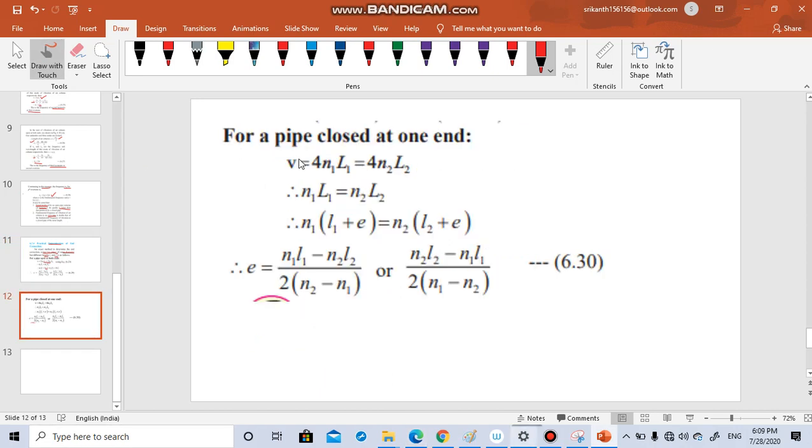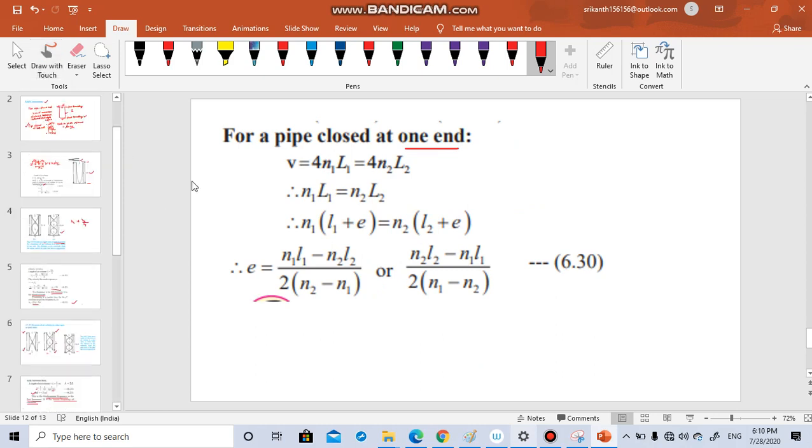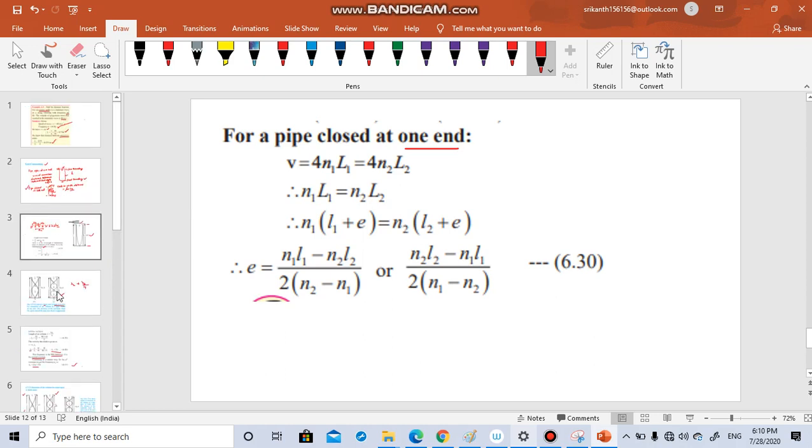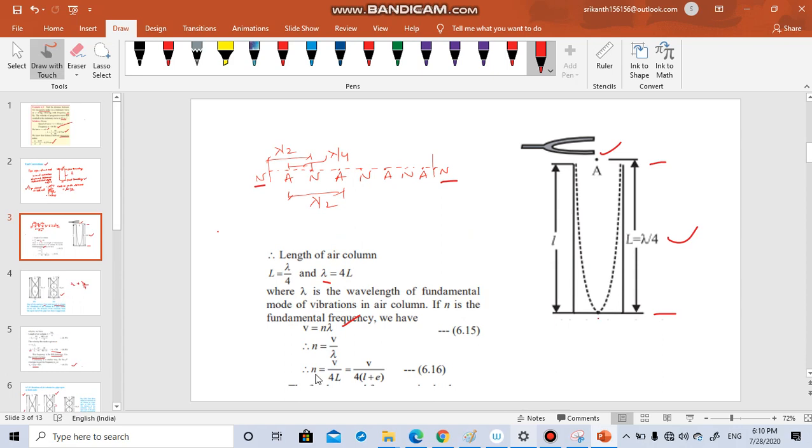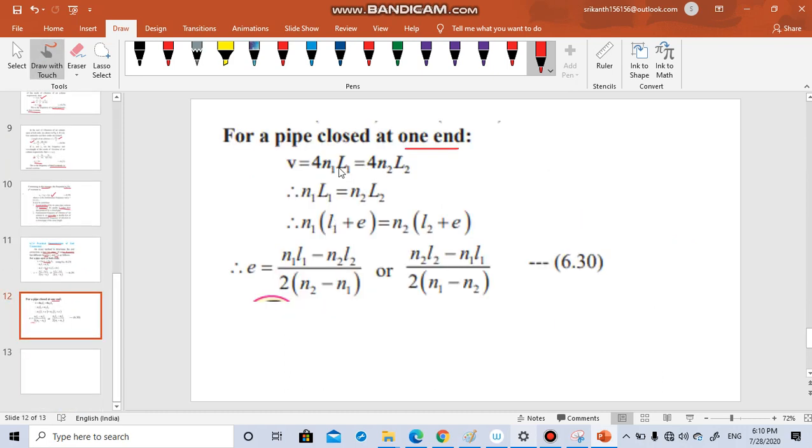You can also find out using this for a pipe closed at one end. Here the formula is V is equal to 4N1 into L1. This we have done here in the derivation. In the derivation we were concentrating only on the frequency part, but we can see the velocity part also. See, V is equal to fundamental frequency into 4L for this case. 4N1 into L1. N1 here is not the first mode, it is the natural frequency. Why are N1 and N2 used? Because there are two different lengths. So pipe 1 will have some natural frequency, pipe 2 will have another natural frequency.